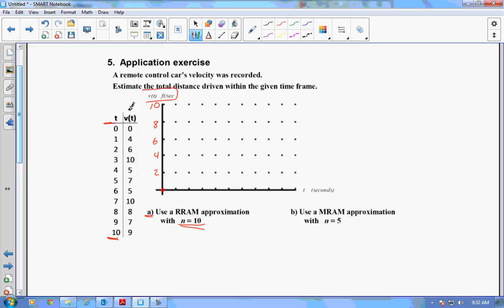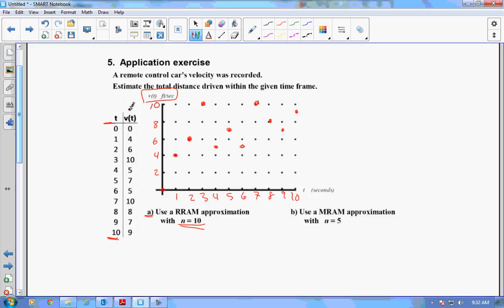Yeah. And the y-axis is your velocity, feet per second. So 1, 4, 2, 6, 3, 10, 4, 5, 5, 7, 6, 5, 7, 10, 8, 9, 7, 10, 9.